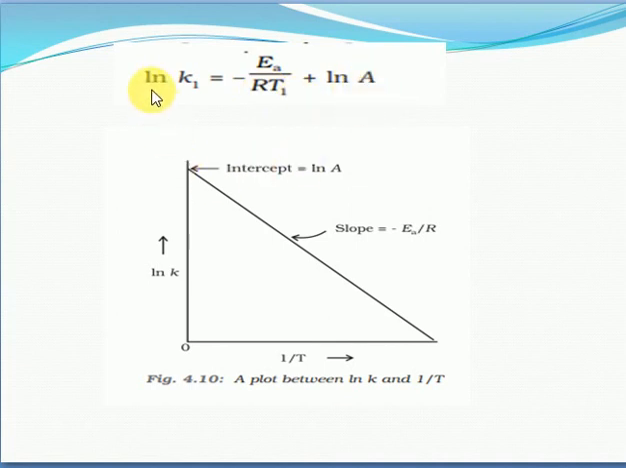So what happens when I draw the graph here? Look at ln k versus 1 by T. It has a negative slope, which means the line comes downward. If you take the slope value, the slope is minus Ea by R. This is the Arrhenius equation.